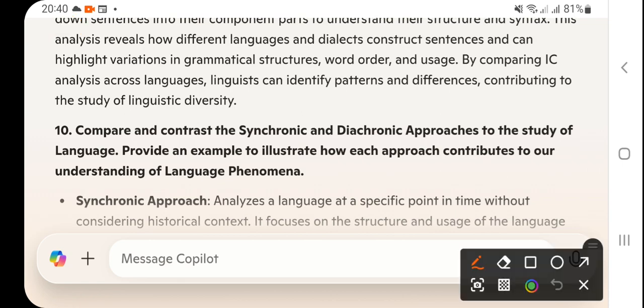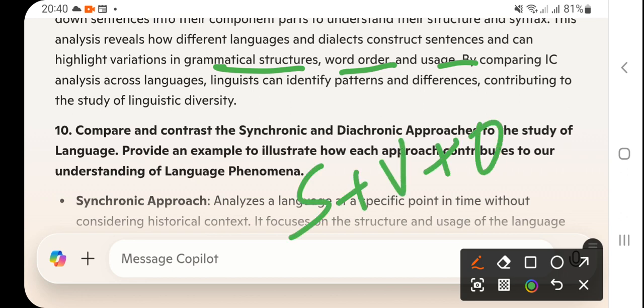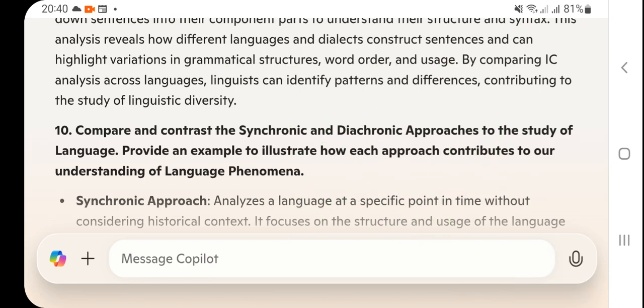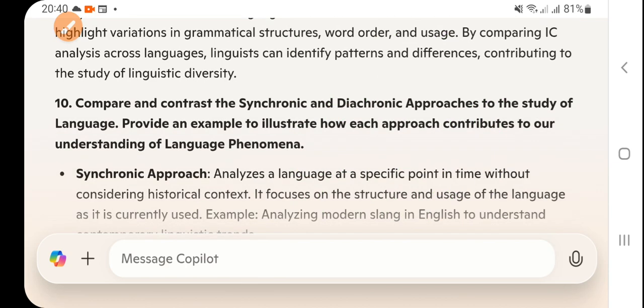So how these grammatical structures are made, and word order: subject plus verb plus object, right? Sometimes verb plus object, sometimes subject plus verb. This is word order and its usage. By comparing IC analysis across languages, linguists can identify patterns and differences.